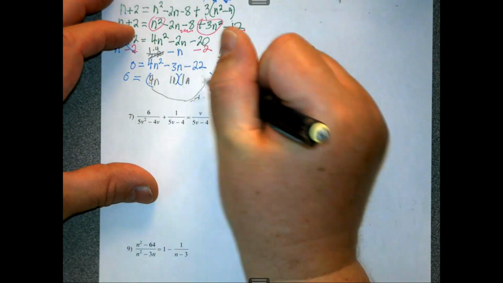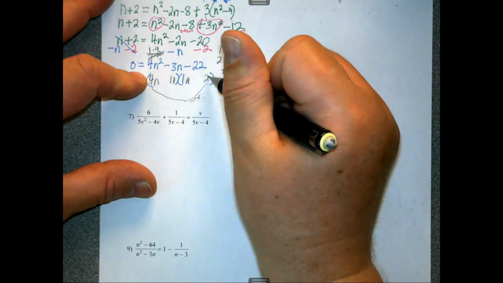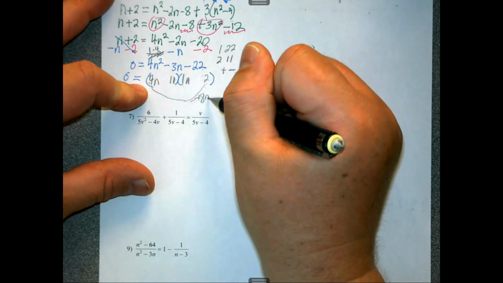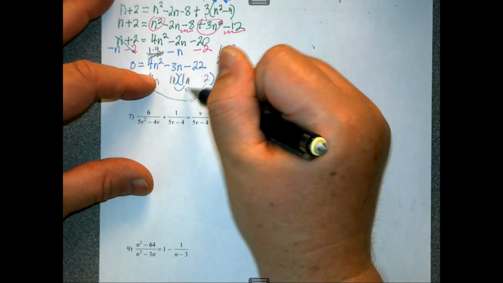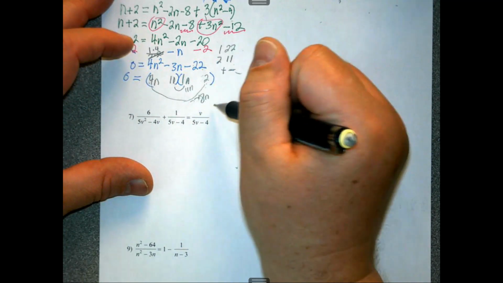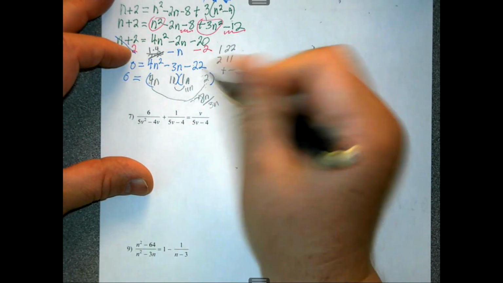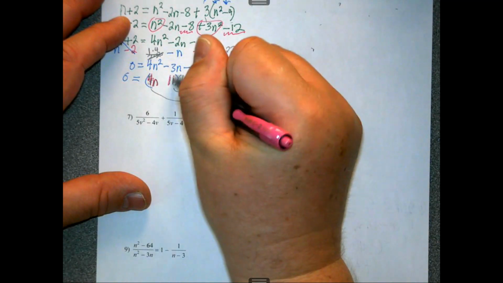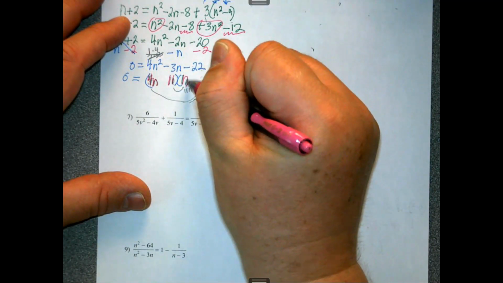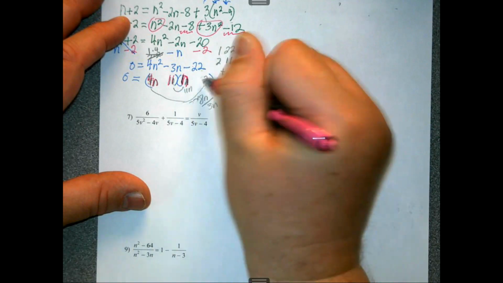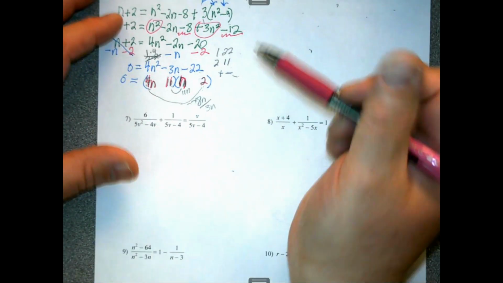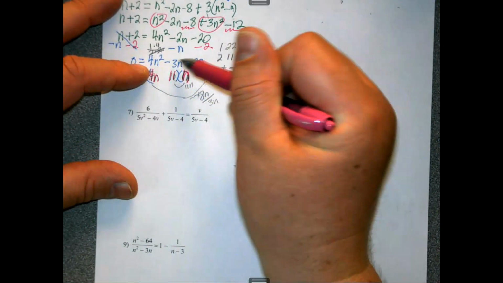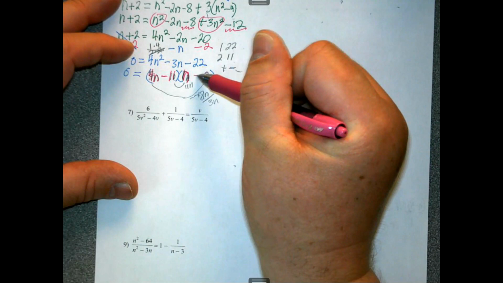So 11 and 2. This gives me 8n. This gives me 11n. And sure enough, 11 minus 8 is 3n. So there's my factors. 4n, 11, 1n, and a 2. Now, which one's going to be negative? Which one's going to be positive? Yeah, the 11, I want the bigger one to be negative, smaller one to be positive.